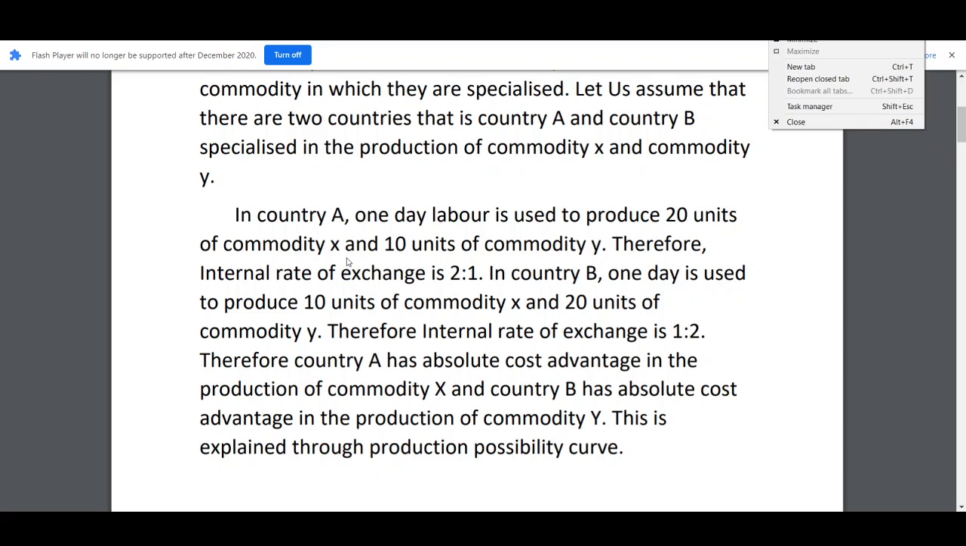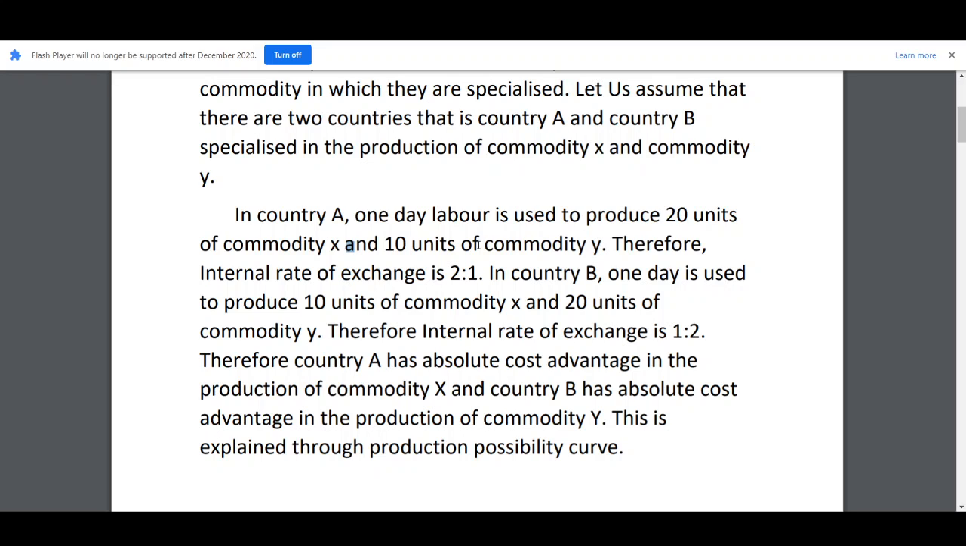In country A, one day labor is used to produce 20 units of commodity X and 10 units of commodity Y. That means Adam Smith is using the labor, one day labor. That means one day, how many hours can the labor work? Understand? So one day labor is used to produce 20 units of commodity X and 10 units of commodity Y.